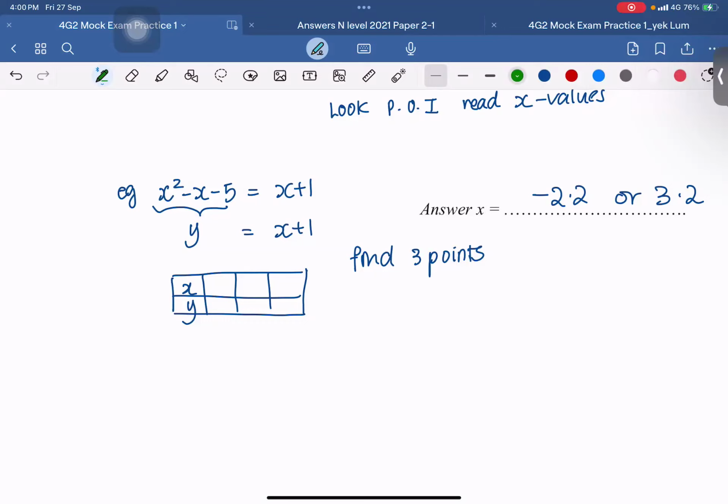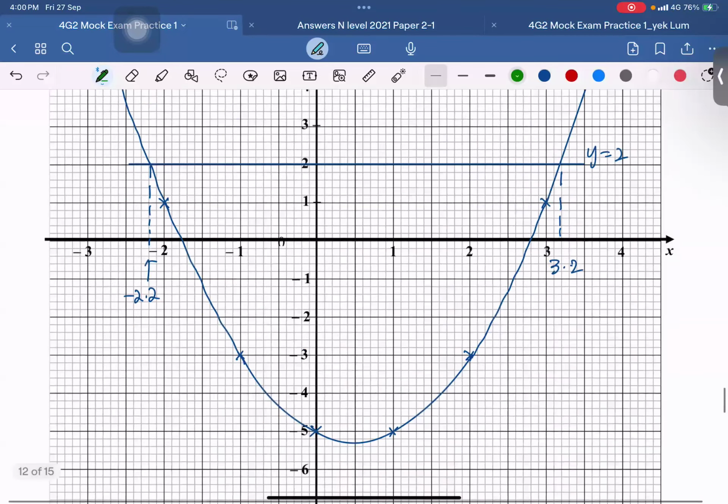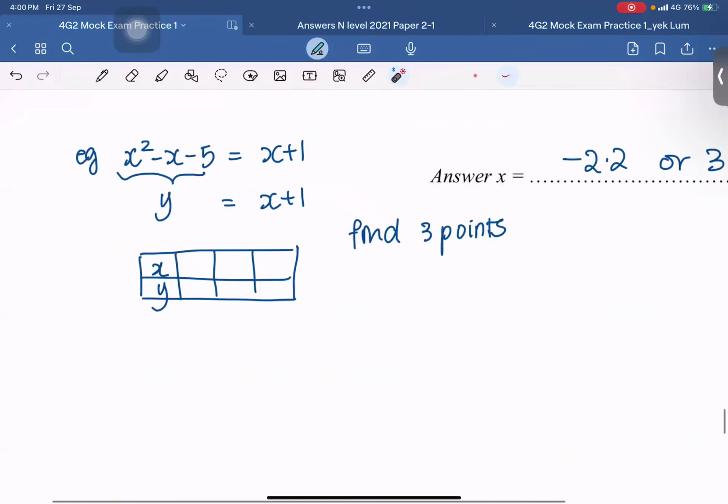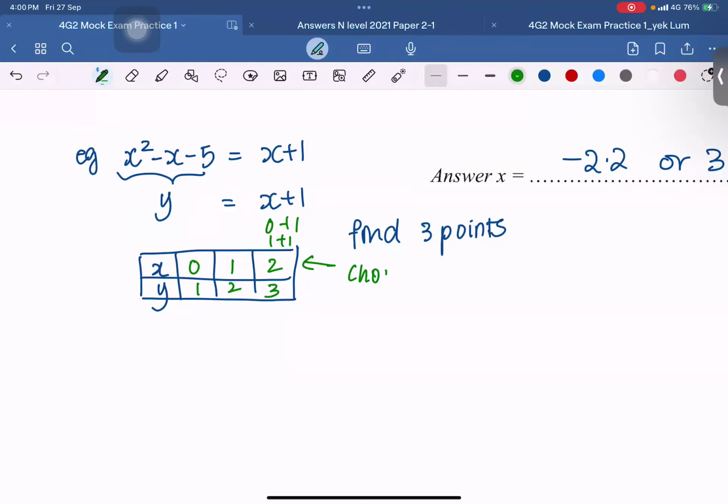For example, what are the values I can choose? I can choose any values for x from here to here, this region. 0 is easy to choose. So I'll just choose 0, 1, 2. So when x is 0, 0 plus 1 is 1, 1 plus 1 is 2, 2 plus 1 is 3. Then I plot the point 0, 1. So this one, I choose any 3 x values on my own.